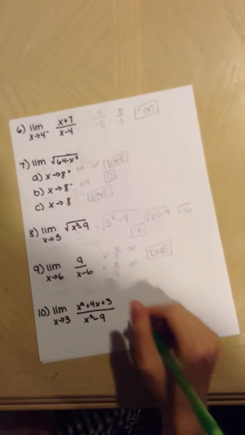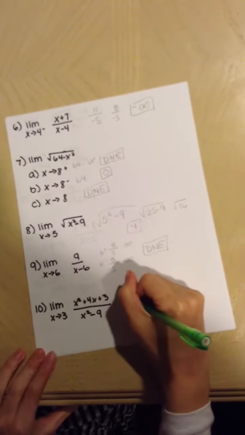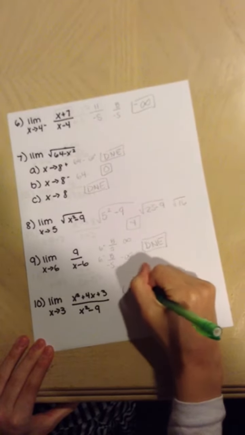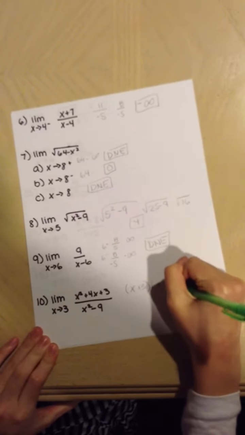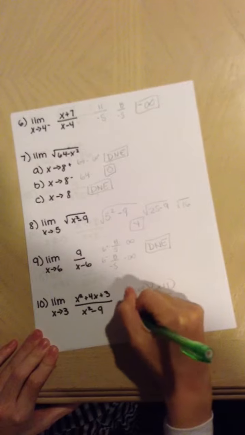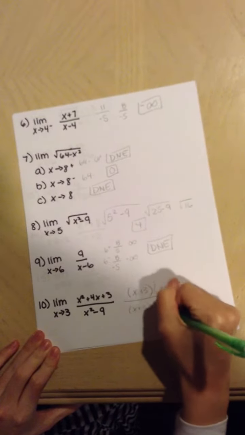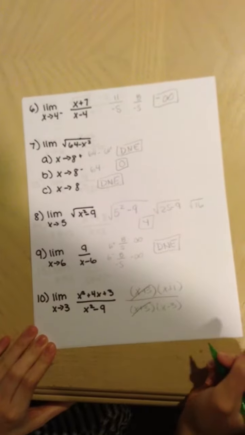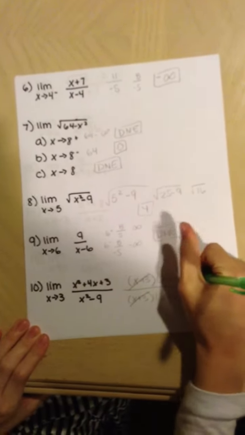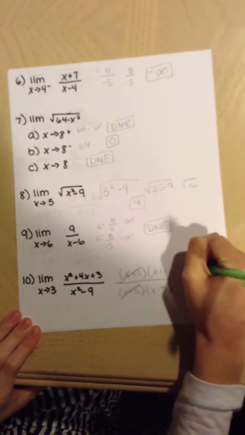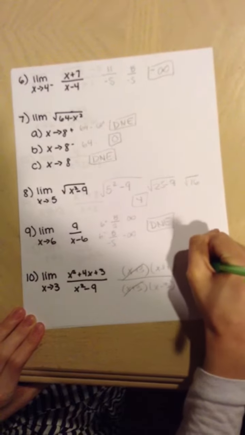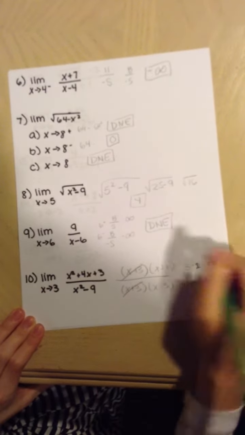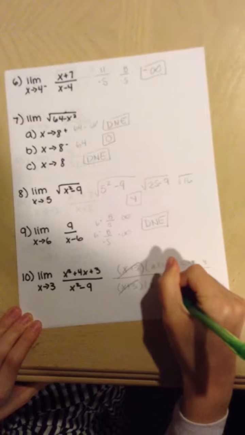Then for this last one, we're going to have to factor it out. It's going to be x plus 3 and x plus 1 over x plus 3, x minus 3. You can cross those out. Plug in 3 on the top. So get 3 plus 1, which is 4, over a little bit more.